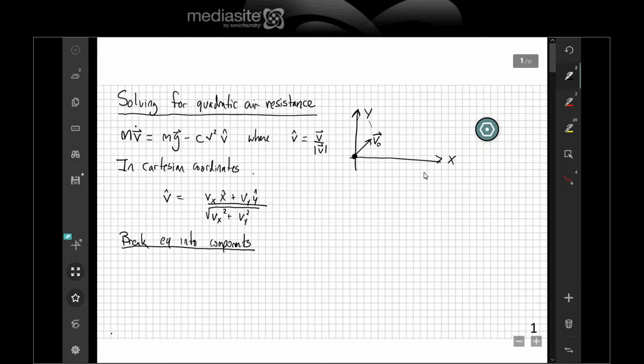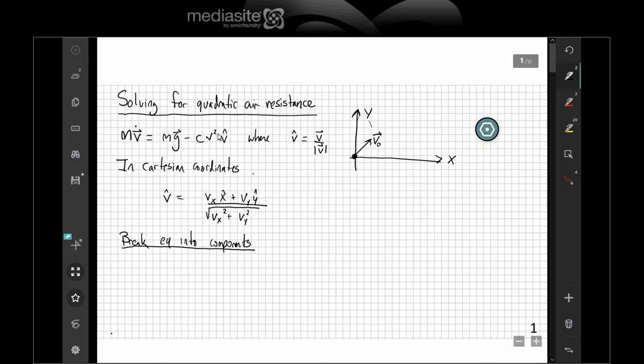Okay, so what we want to do is look at the solution, and let's first consider a general condition where I have a projectile of mass m located at the origin initially, and it has some initial velocity shown here. And I want to solve these equations in a Cartesian coordinate system. So writing v hat in Cartesian coordinates, again in two dimensions, it's vx x hat plus vy y hat divided by the magnitude of the speed.